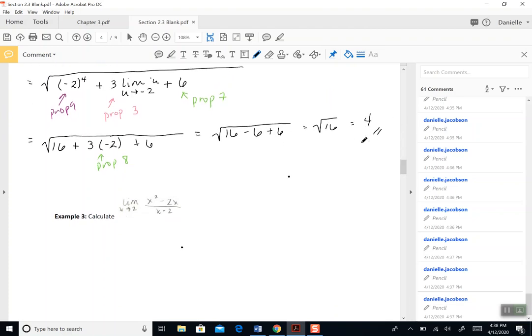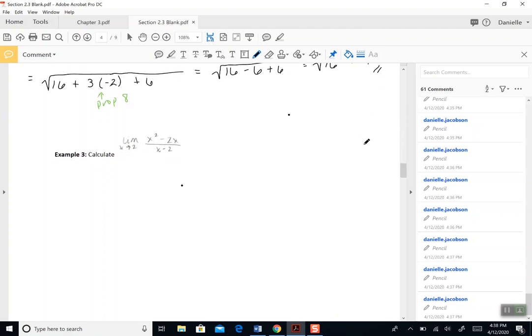Okay, let's try another one. This time we're looking at the limit as x goes to 2 of x squared minus 2x over x minus 2. All right, so on this one, it looks like there is some algebra, there is some simplifying we can do, so let's do that. In the numerator, I can factor out an x to get x times parentheses, x minus 2. In the denominator, I still have x minus 2.